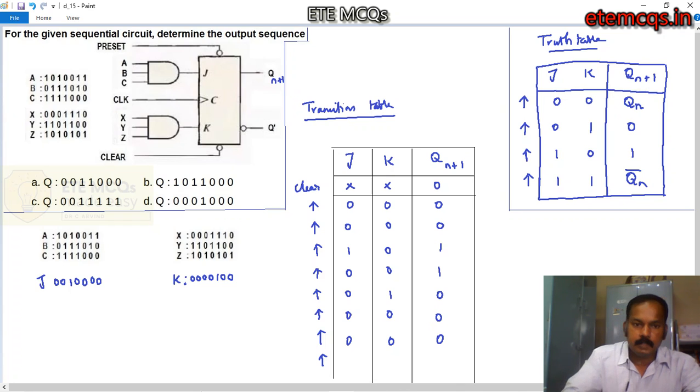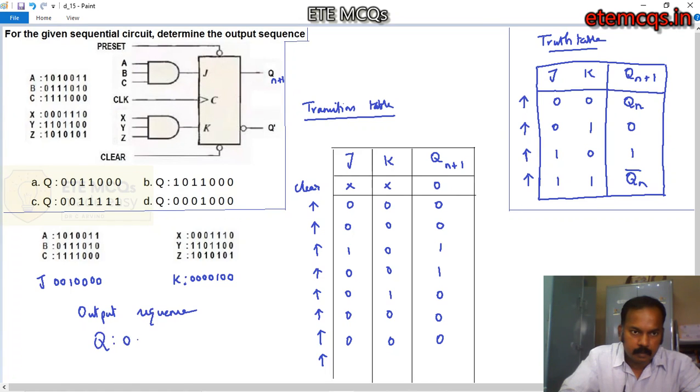Now you can notice that the output sequence Q is given as 000, 11, and then again 000. So you can notice that the first option is correct. If you ignore the initial clear signal, this part is fine. We have taken a clear signal; if you just isolate it, you can notice 00, 11, 000 is the right option.